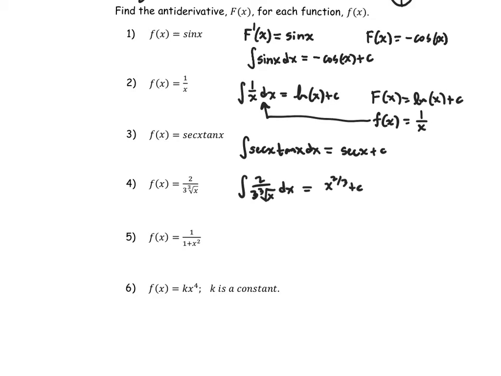So if I differentiated x to the 2/3 power, I'd get 2/3 x to the negative 1/3 power, and the c would drop off. So I would have my correct value for little f of x. Okay, the integral of 1 over 1 plus x squared by memory we know is arctangent of x. Don't forget c. And then for number 6, the integral of k x to the 4th dx will be k x to the 5th over 5 plus c. Taking the derivative of that, I'd see that I did that accurately.